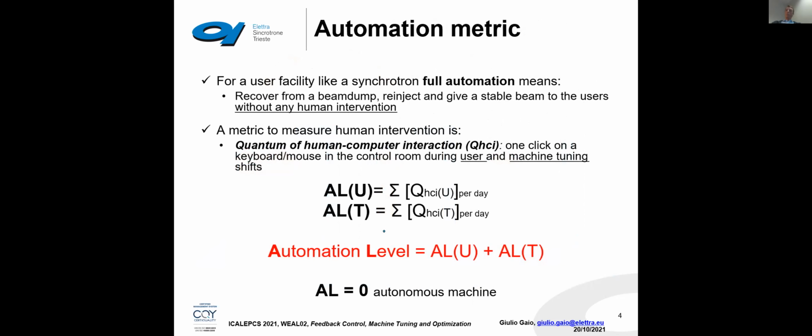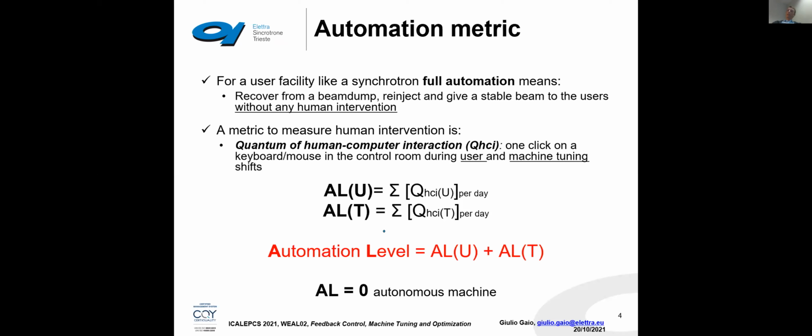What does it mean, full automation, and how to measure it? For a user facility like a synchrotron, full automation means recovering from a beam loss and giving a stable beam to the users without any human intervention, without intervention in the control room. The metric to measure a human intervention is the minimum interaction between the human and the computer that controls our machine, which is one click on a keyboard or a mouse in the control room during the users' tuning shift.